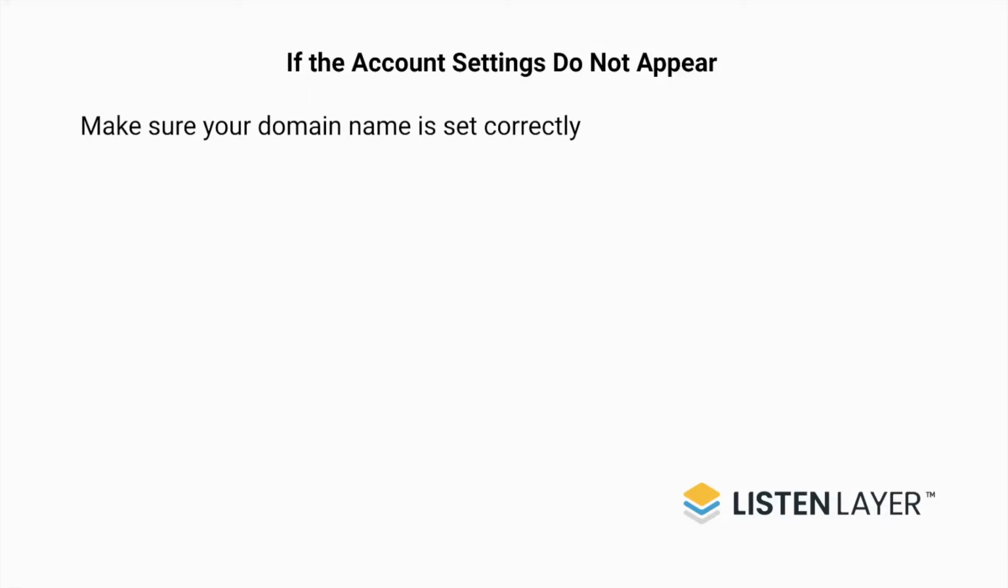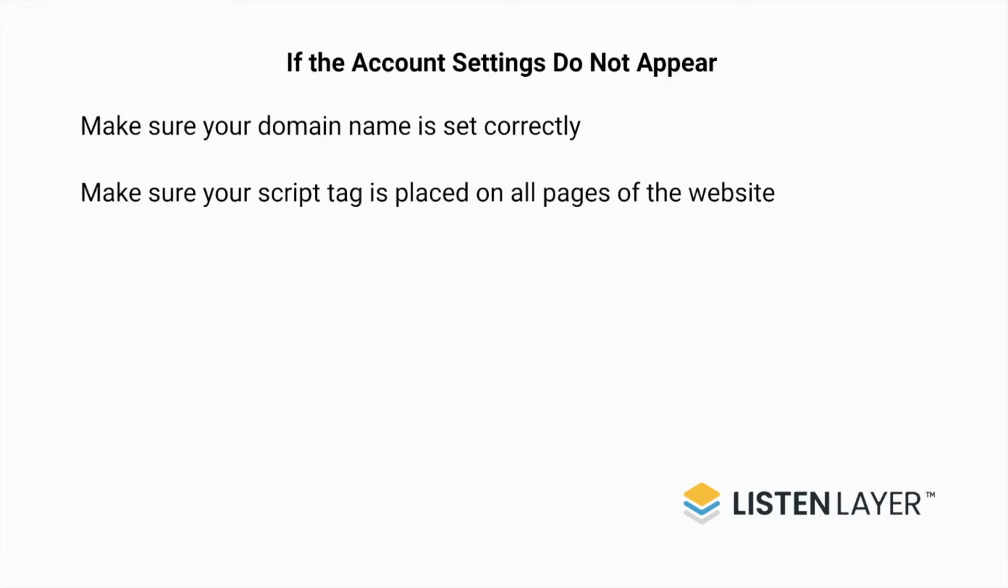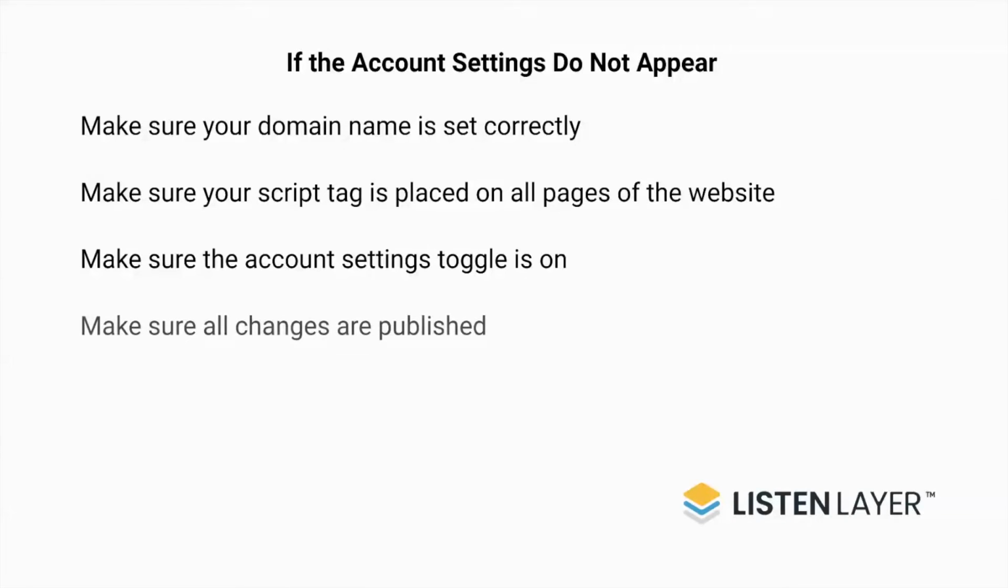First, we'll want to make sure that your domain name is set correctly inside of Listen Layer. Second, we'll want to make sure that your script tag is placed on all the pages of your website and that the account ID for that script tag matches what's in the account. We'll want to make sure that the account settings toggle is turned on. That's the one I showed earlier that you turn on in order to write the account settings to the console. Then we'll want to make sure that all of our changes are published.